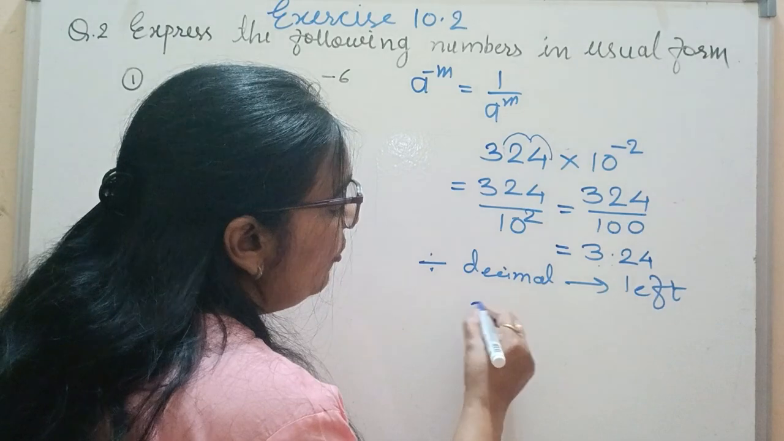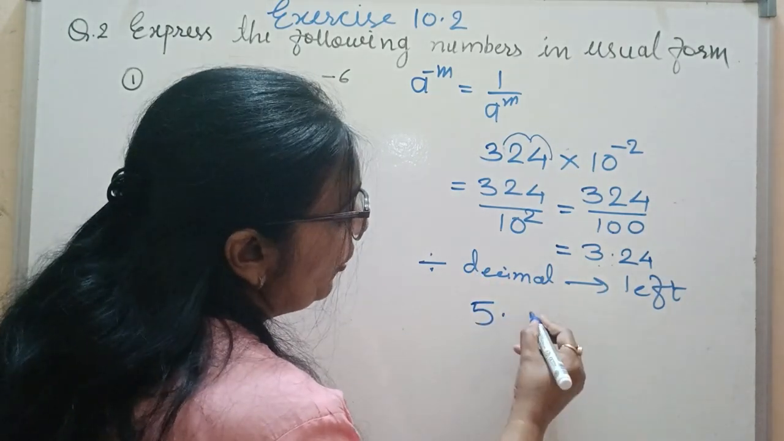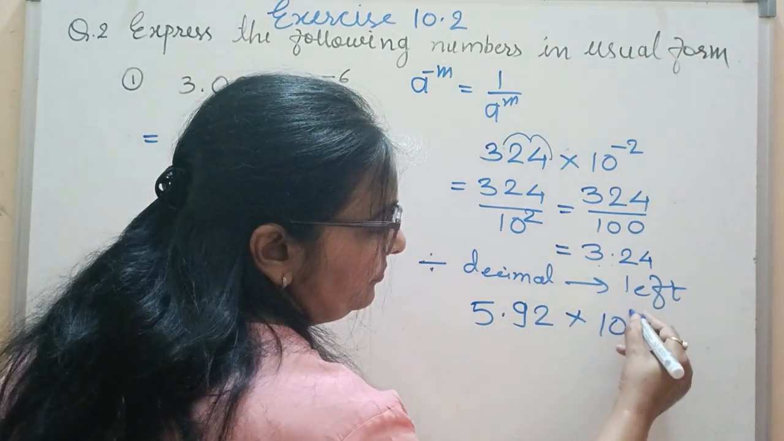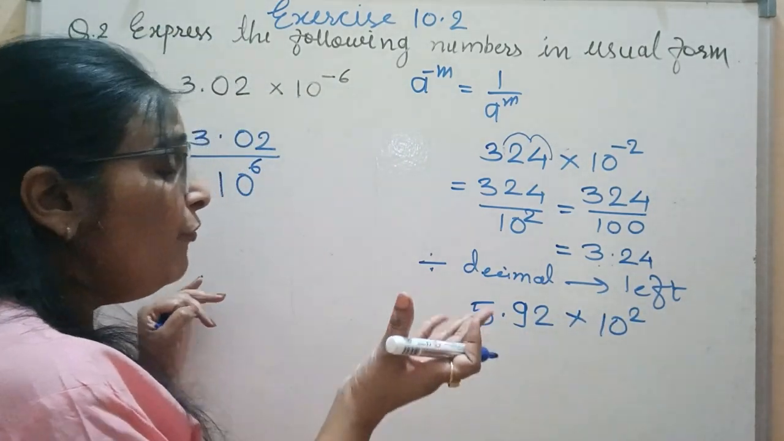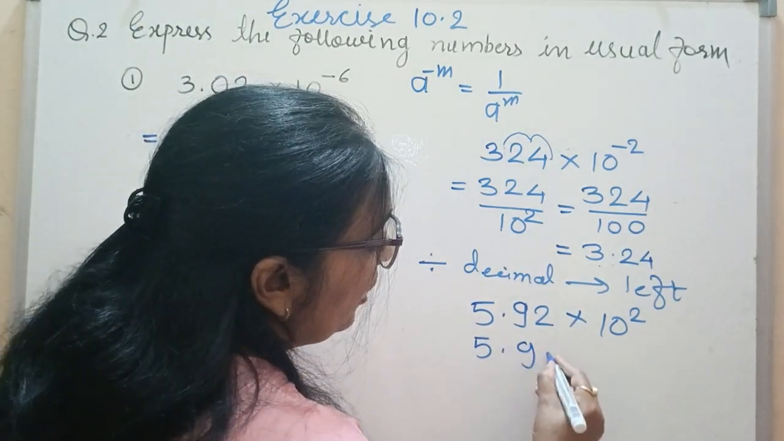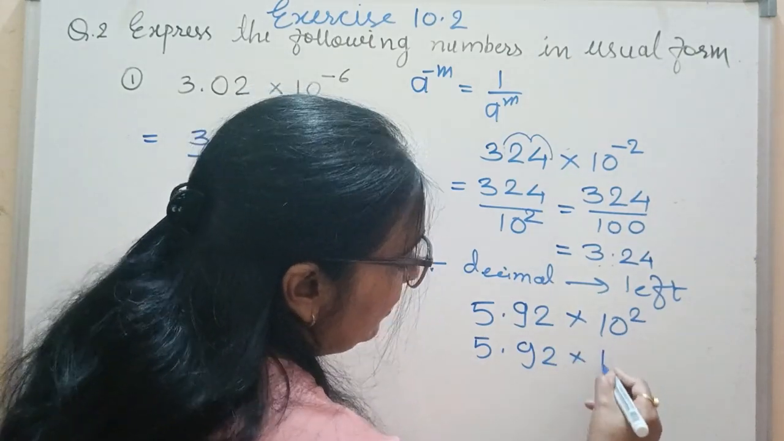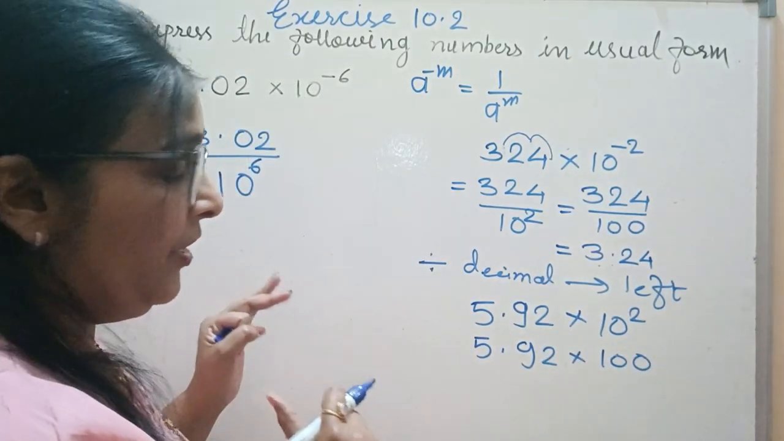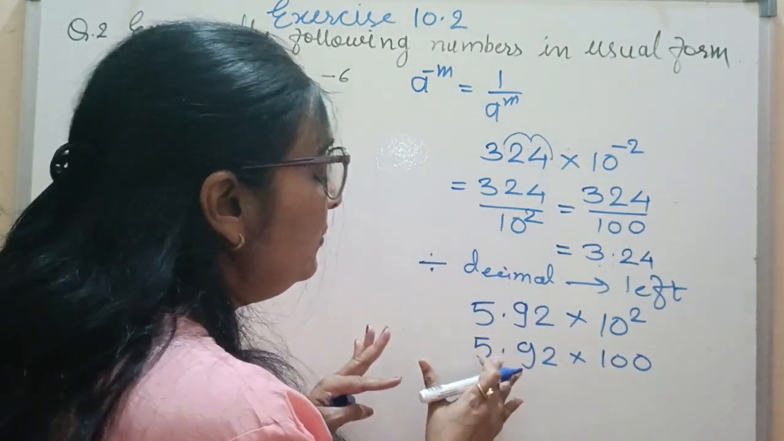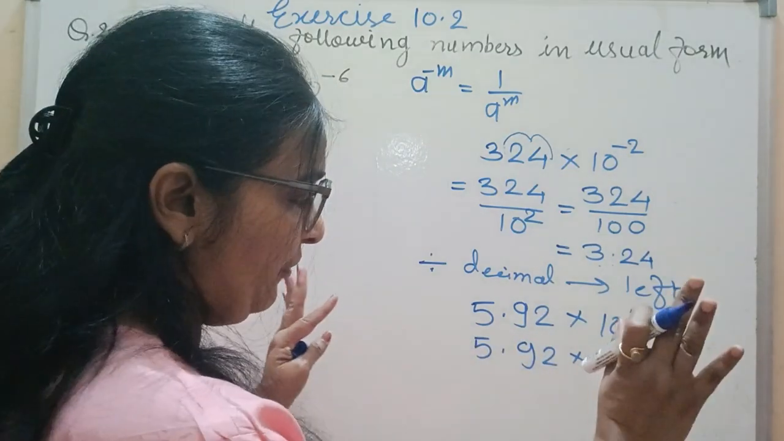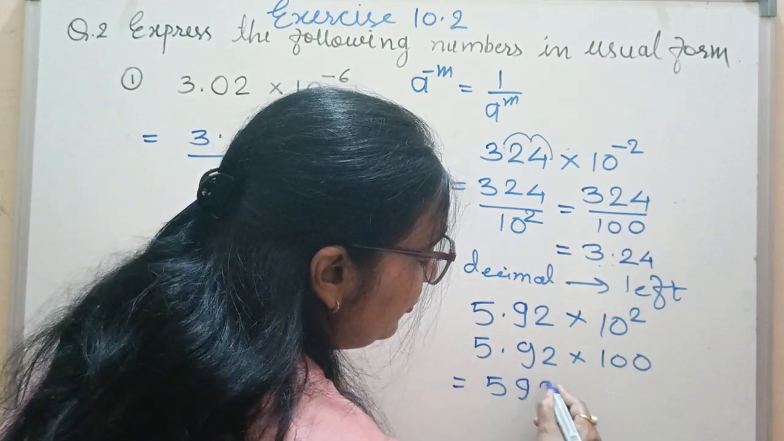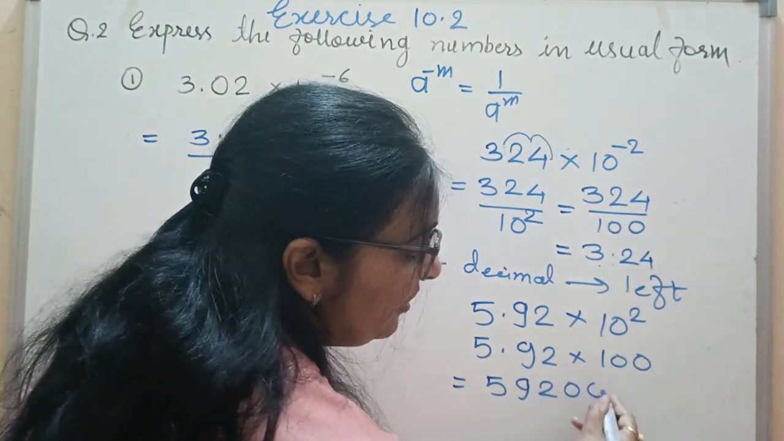Suppose I am getting here 5.92 into 10 square. Okay. Now what do we do when multiplying? Now here I am writing 5.92 into 10 square, which is 100. So into 100. What we learned during decimals, when you are multiplying, don't consider the decimal. Simply you multiply first. So after multiplying, what will you get here? 5, 9, 2 and these 2 zeros. This number you will get.